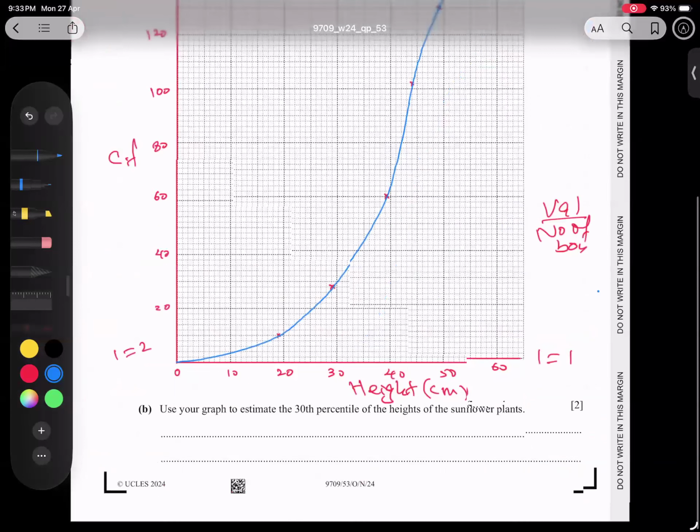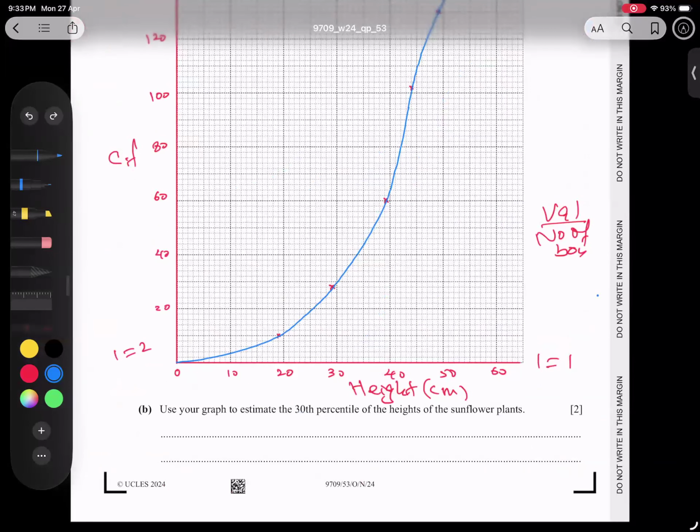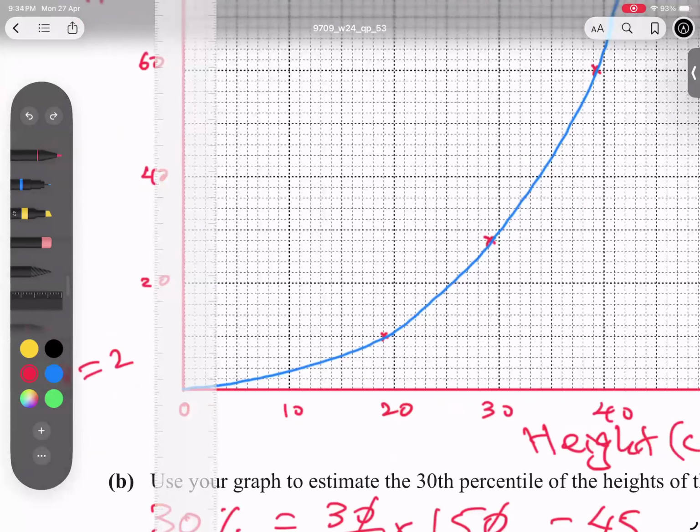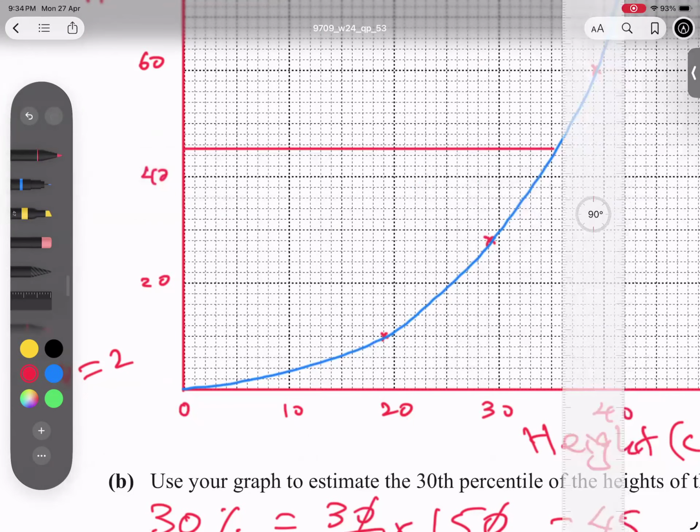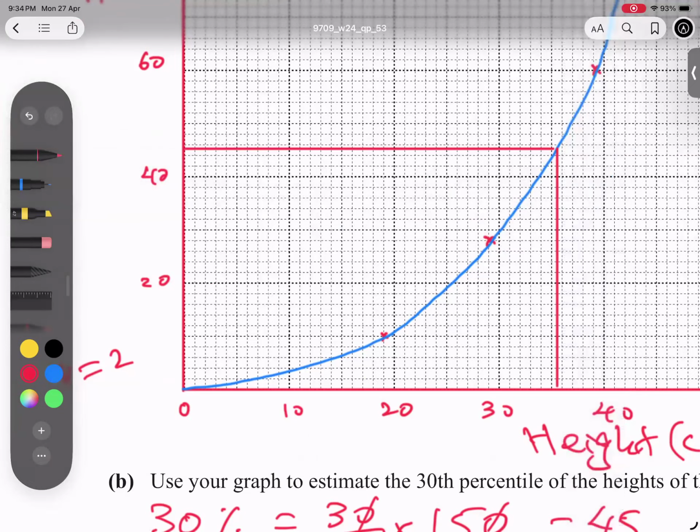And what is asked below? 30 percentile. What is the formula, students? 30 percentile is 30 over 100 times the total frequency, which is 150. The zeros cancel, giving 45. Is 45 our answer? Not at all. 45 is somewhere here. Take a scale and mark 45 here, and we meet this value. Scale is very, very important here. So this is called the 30th percentile.